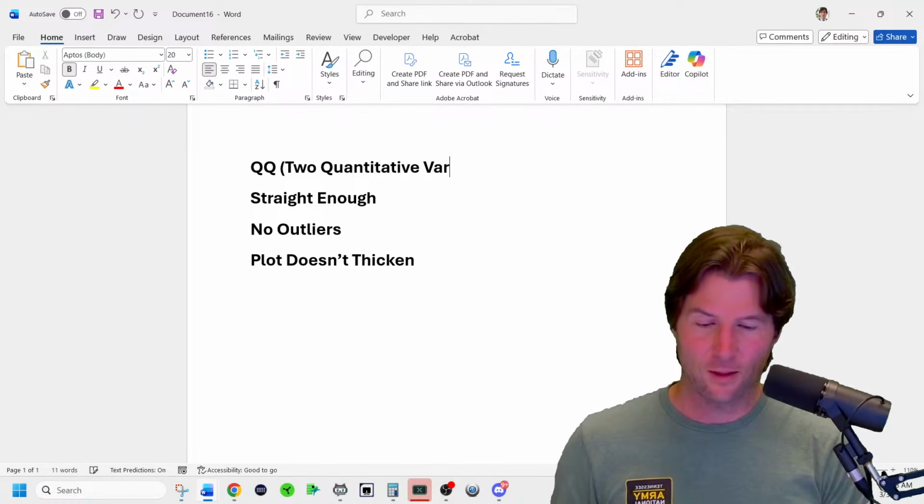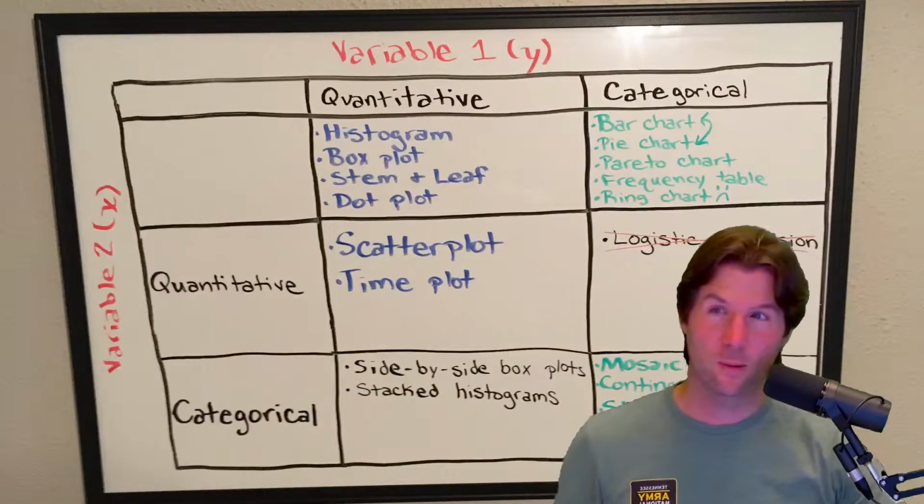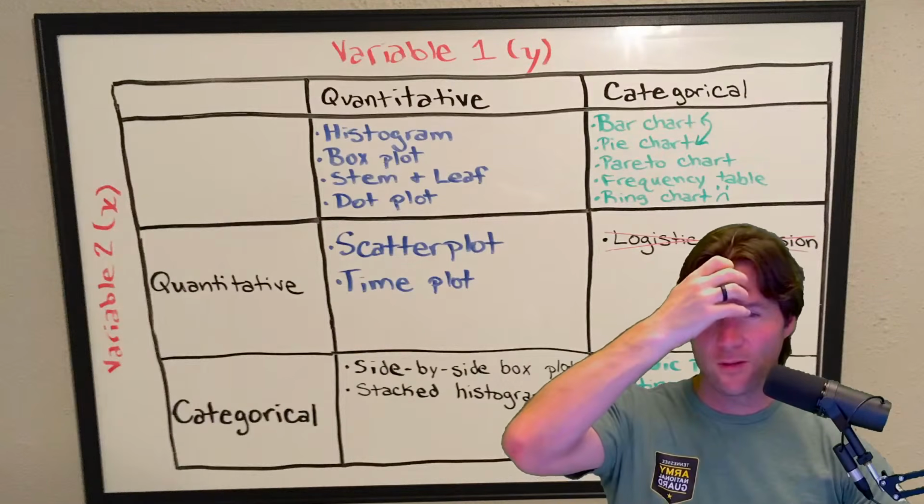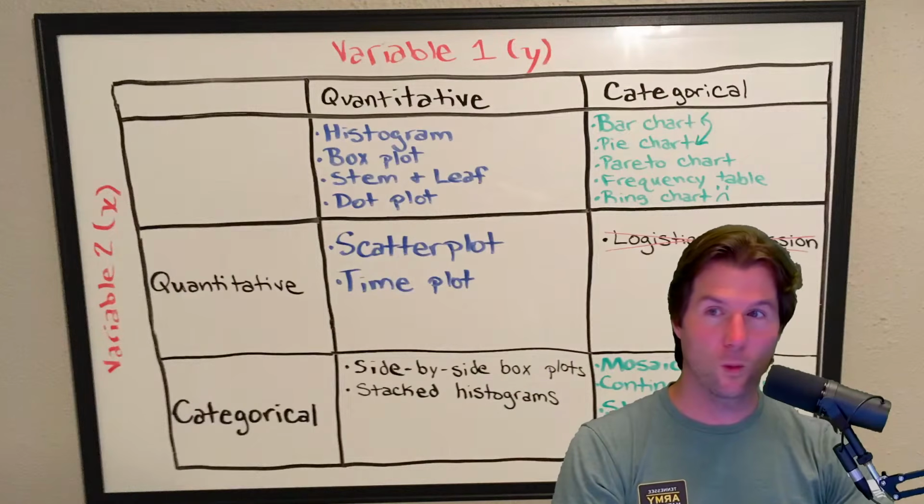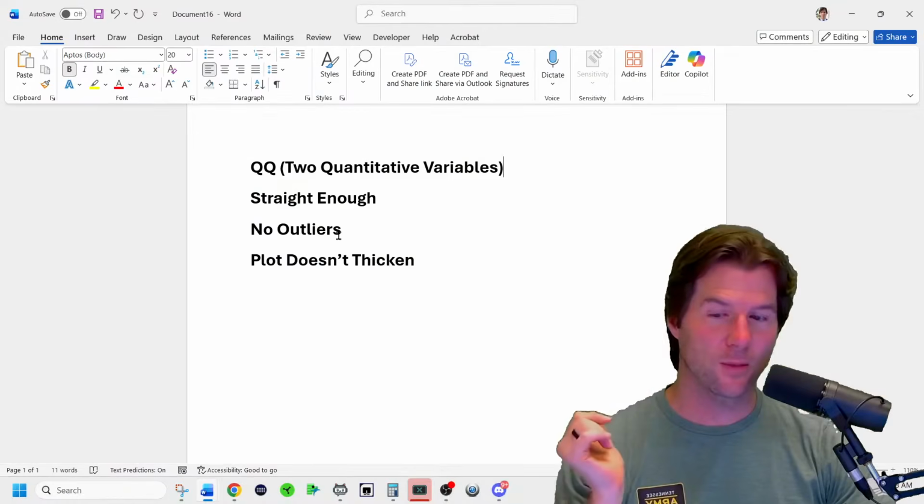Okay, let's think about, why is it important to have 2 quantitative variables? Because if you have 2 quantitative variables, you can make a what? What is graphically made? A scatter plot. A scatter plot is made with 2 quantitative variables.